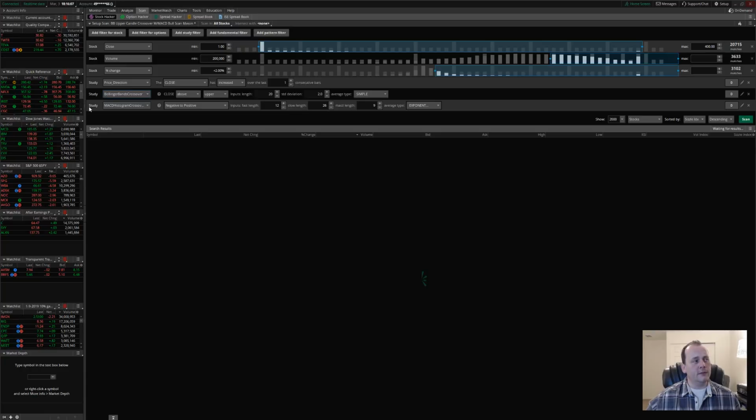For the last study filter, you can add the MACD crossover. You want it negative to positive, keep the default standards in, and this should be exponential. I can't remember if it comes up simple or not, but change it to this one right here.